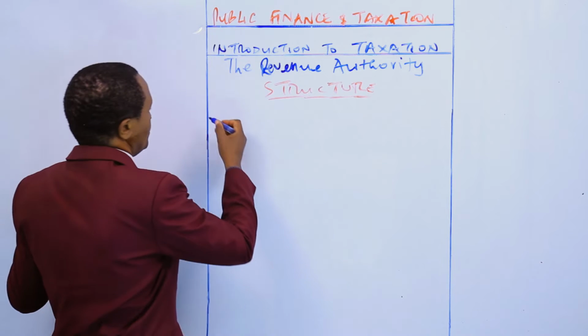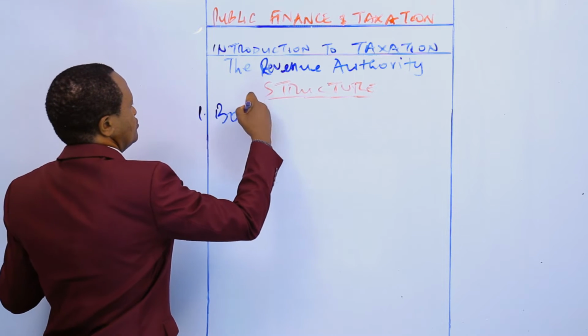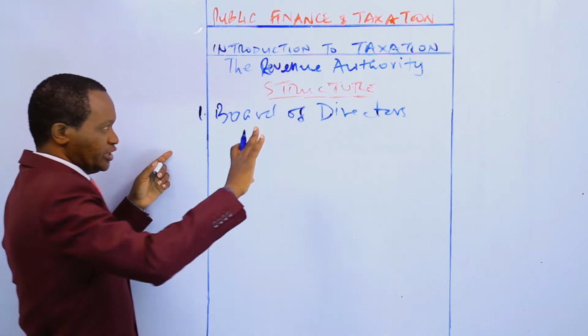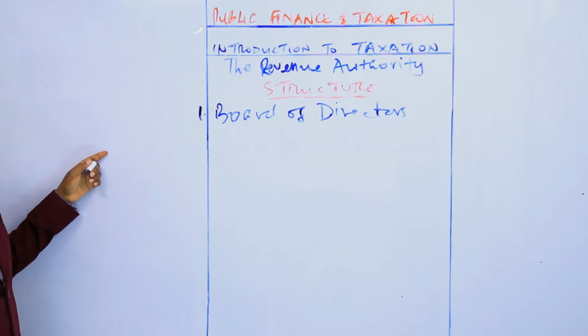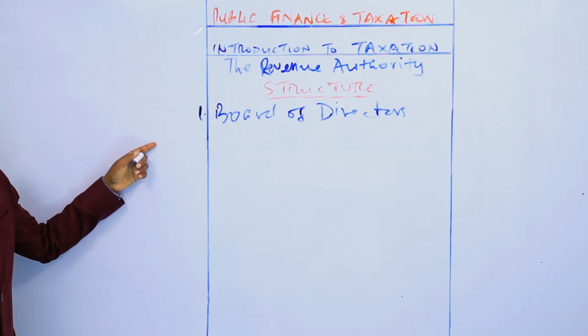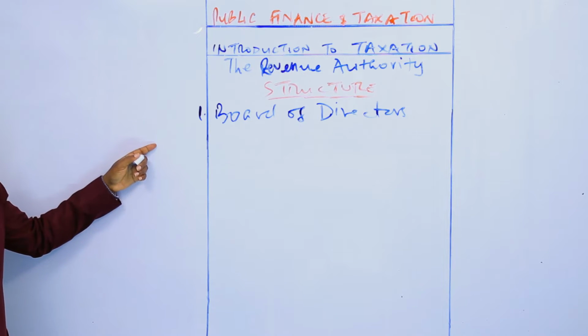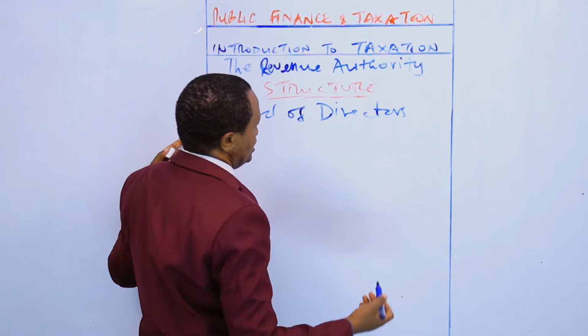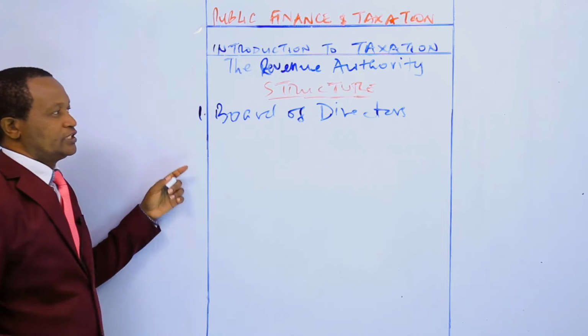At the top, we have the board of directors, which provides strategic oversight and governance. And the chairman of the board is appointed by the President of Kenya.